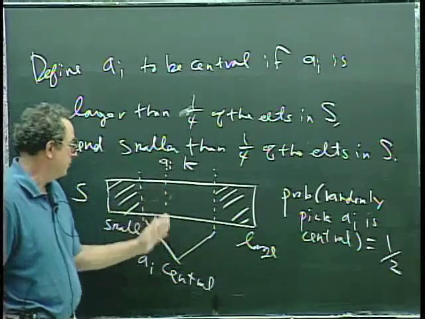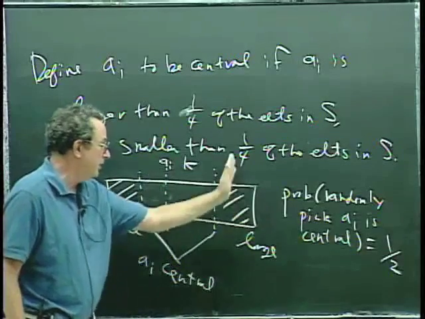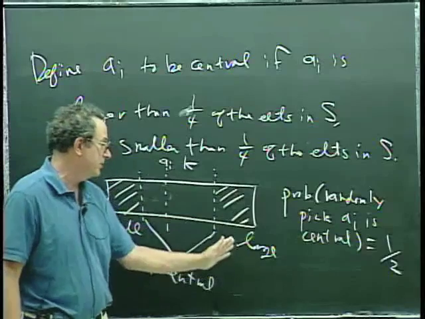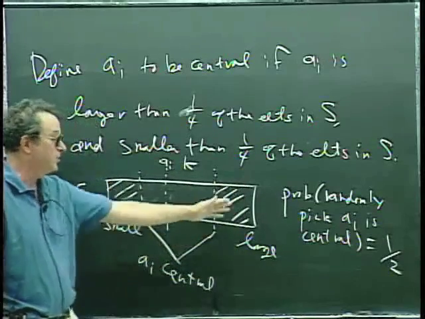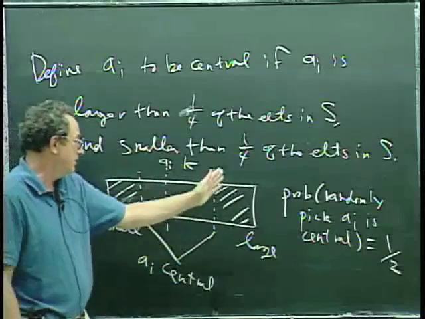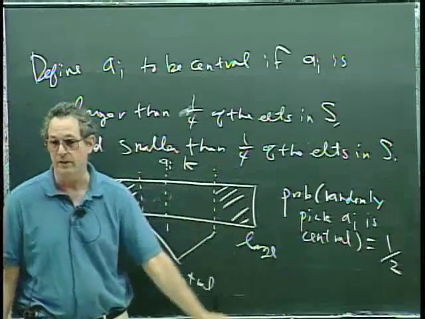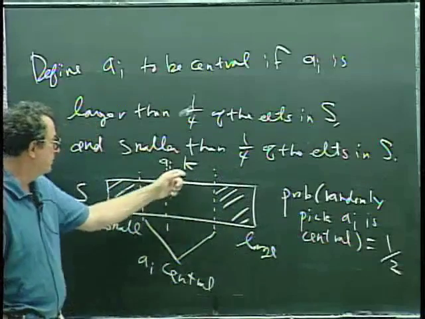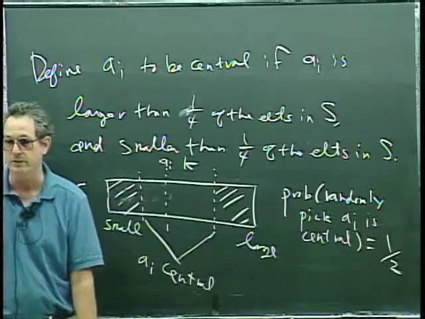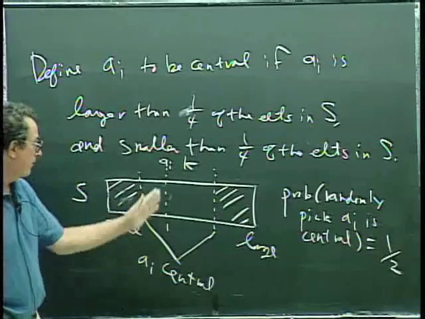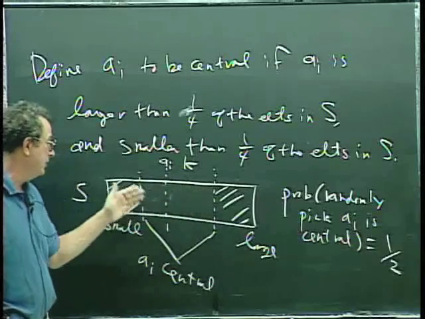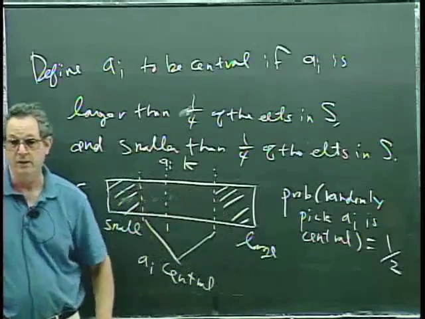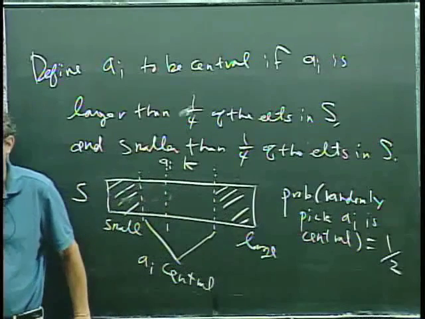Now, why is it important to be central? If you were way out here, depending on what K is, you might get rid of a huge section, but you might not. You may be only getting rid of the other side. So since we're not using K in the analysis, we're just using the size of S in our analysis, all we can say is that when the splitter is central, you're definitely getting rid of at least a quarter of the size of S in your next recursive call.